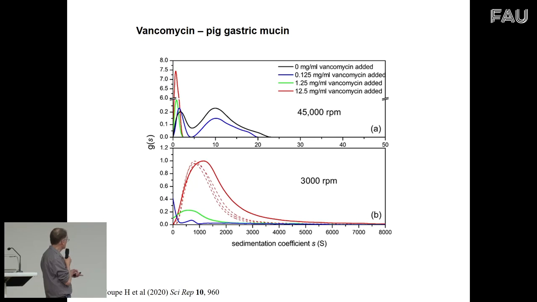And then at 3,000 RPM, you saw this huge peak, huge sedimentation coefficients, peak going down, and it was concentration dependent. So at lower concentrations of vancomycin, you didn't get such a great effect. Because by the time you sped the whole thing up to 45,000 RPM, there was no mucin left because it had all been taken down by the interaction with the vancomycin to form very, very large complexes. This was with pig gastric mucin.